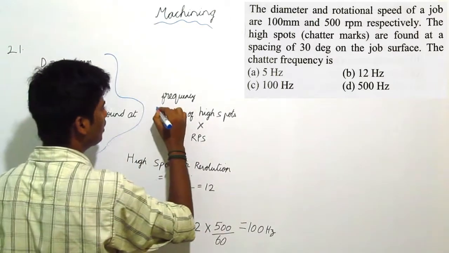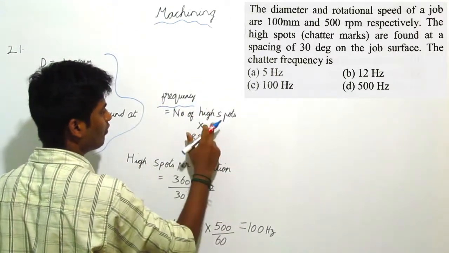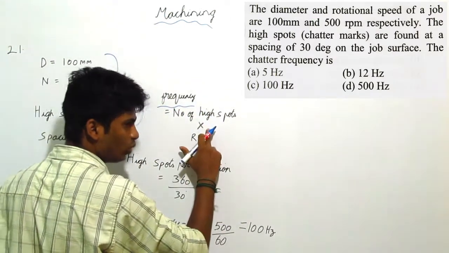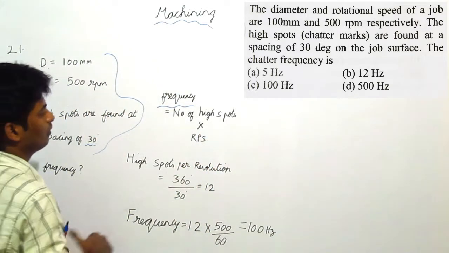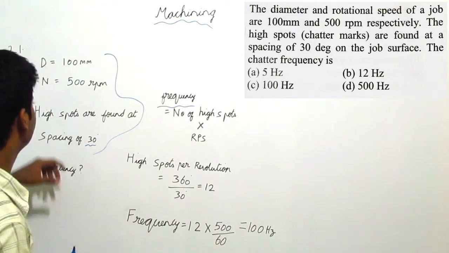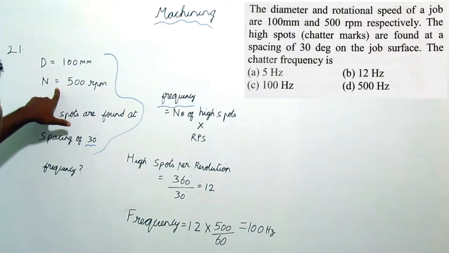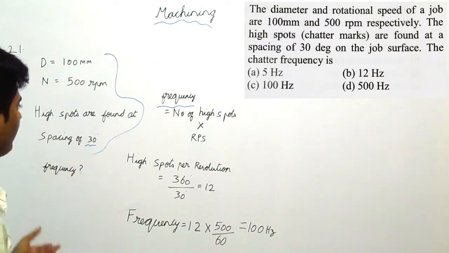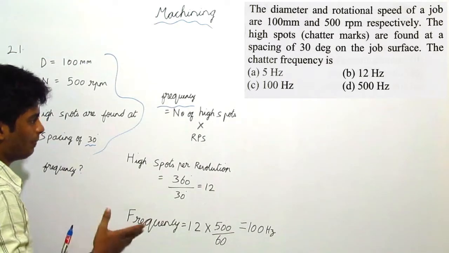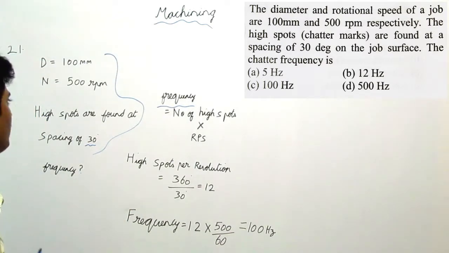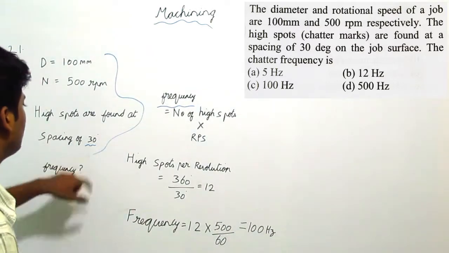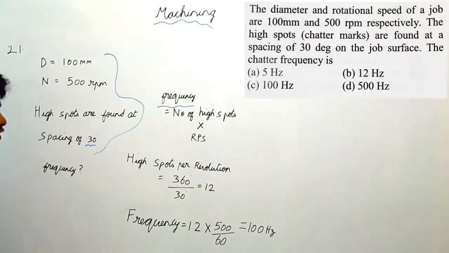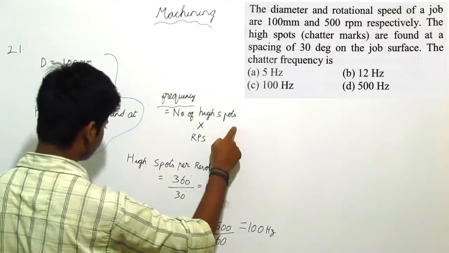We know that frequency is equal to the number of high spots into RPS, that is revolutions per second. But in the given question they have given N in terms of RPM, so we have to convert RPM into RPS by dividing by 60. And one more thing, here they have given the spacing with respect to angle theta. First we have to find the number of high spots.